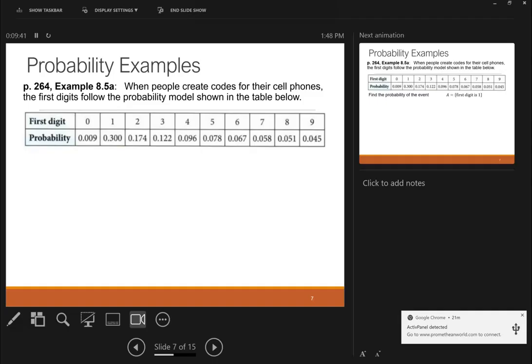So let's look at an example here. This says when people create codes for their cell phones, the first digits follow the probability model shown in the table below. So this is the probability of choosing the first digit of your cell phone passcode. What's the most common number chosen? 4.